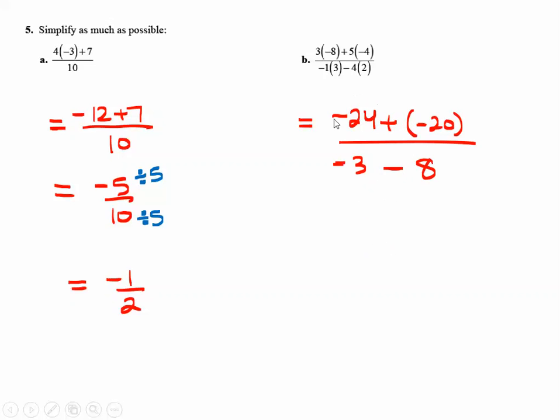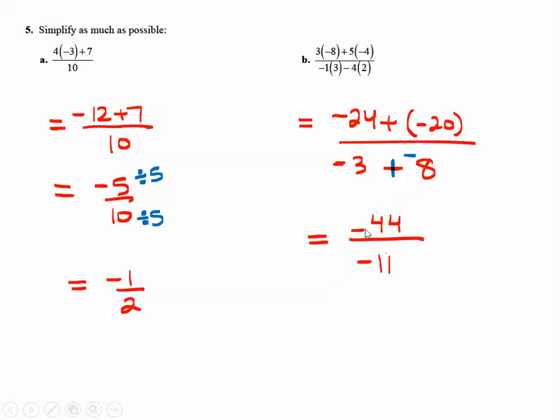So I go back to the top, I'm going to simplify this here. Negative 24 and negative 20. They're same signs, so therefore they have to be a negative 44. This one, I'm going to change this to addition, so how about a plus here? How about opposite of 8, which is a negative 8? Hey, same signs, so therefore let's add up the 3 and the 8, which makes 11, and we put a common sign of negative.